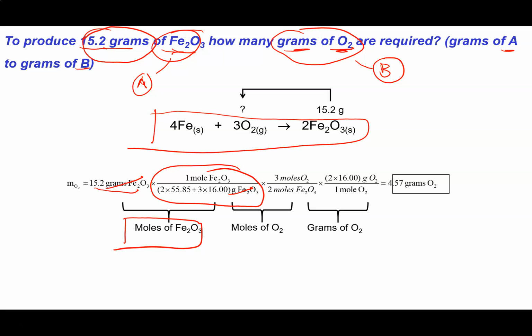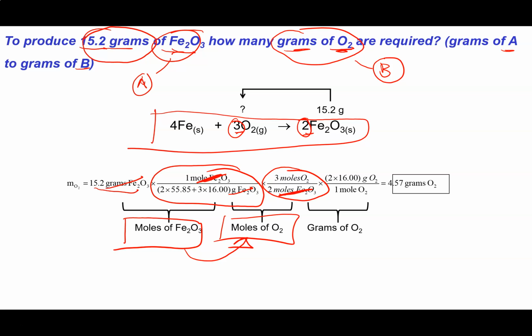So what I've got to do now is look at my coefficients and get the appropriate mole ratio. And I can see here that I get 3 moles of O2 for every 2 moles of Fe2O3. So I want to turn my moles of Fe2O3 into moles of O2. So I multiply it by my mole ratio, making sure I've got moles of Fe2O3 on the bottom so that they cancel out. And that leaves me with moles of O2. So I'm 2/3 of the way through.